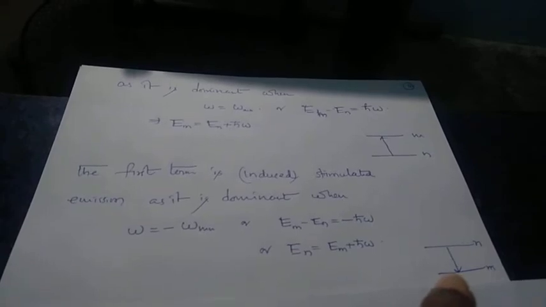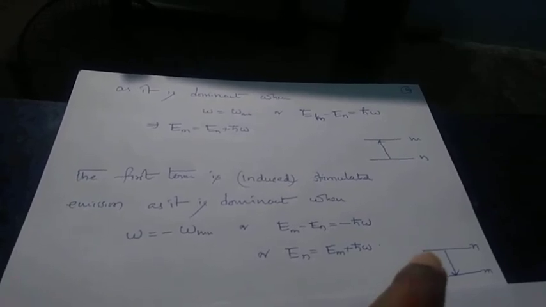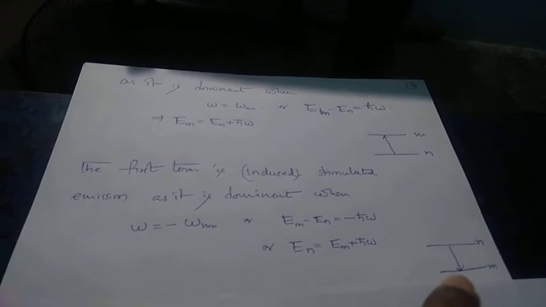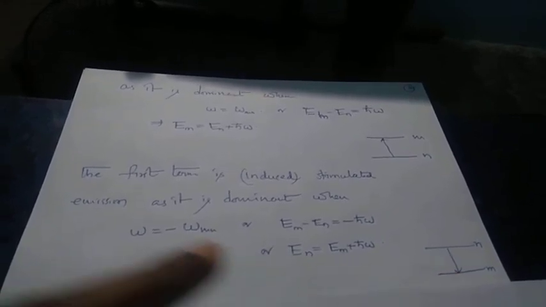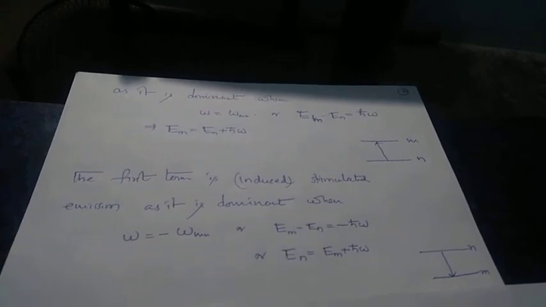So in this, as we have transition from n to m, it is logical to consider that from upper level to lower level we have a transition, and this is the process which is called the stimulated emission process in the atom.